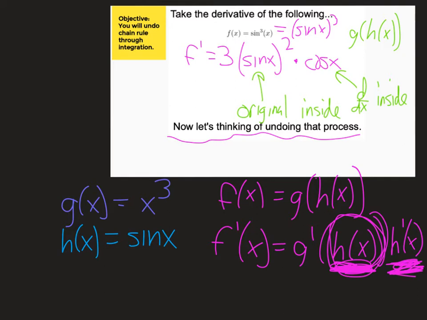Now, it could look a little different. I could have the sine of x as my inside function, and then an 8 cosine x as the outside function. But 8 cosine x, ignore the 8, because we can ignore that. If I have the sine of x as the inside function, cosine x is the derivative of that inside function. Ignore the constant multiples, because remember, we can take those out and kind of ignore them, and then bring them back at the end.